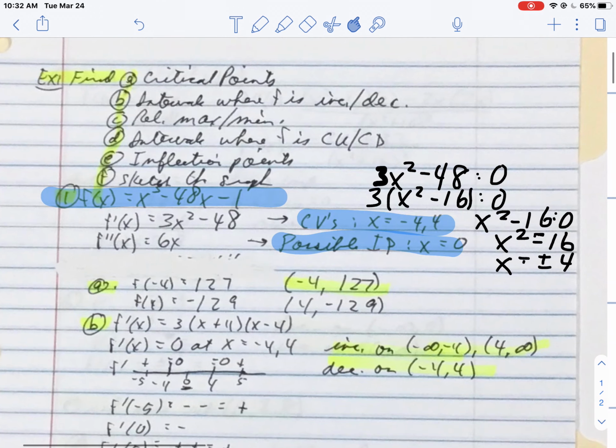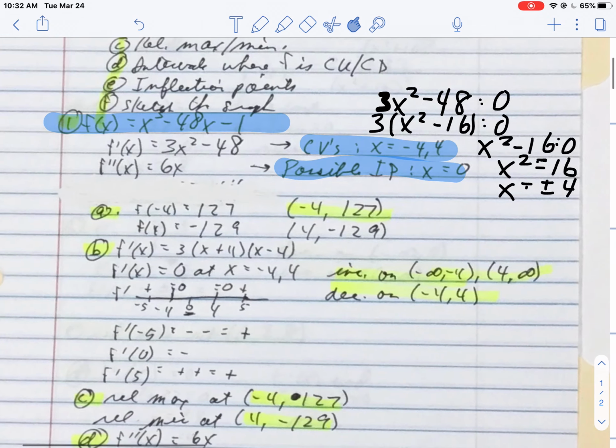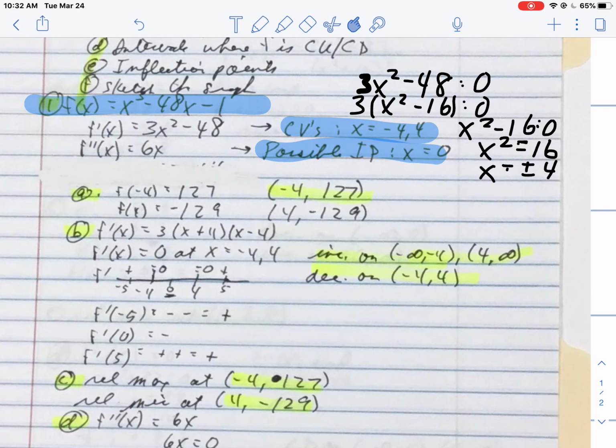Part B, we're asked to determine intervals where f is increasing or decreasing. That's again what we did back in section 3.1. So finding our critical values as we did, negative 4 and 4, set up our test strip, and then plug in those test points in each of the intervals. So I plugged in negative 5, 0, and 5. f prime of negative 5 gave me a positive value, f prime of 0 gives us a negative value, and f prime of 5 gives us a positive value.